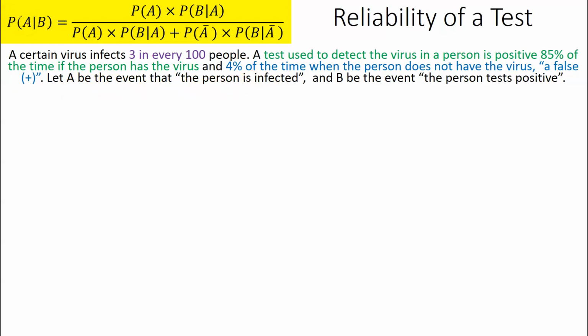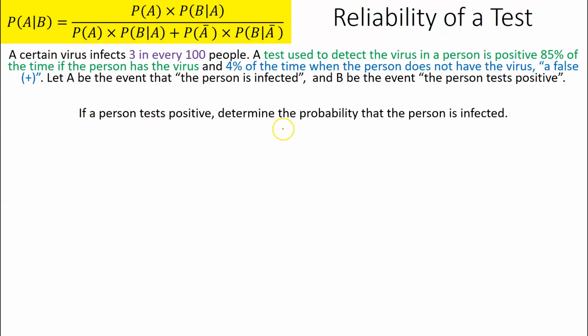So it'll be the probability of the person is infected given the person tests positive. That's part B, that the person tests positive. So the test comes back positive, that's given. Now I want the probability that the person is infected.